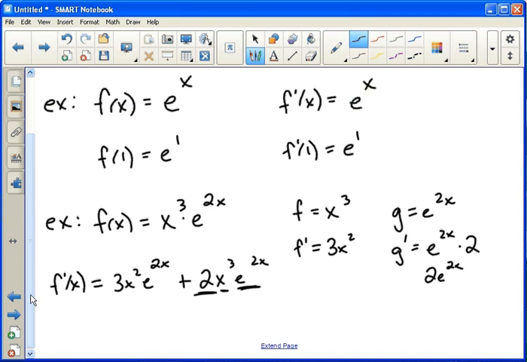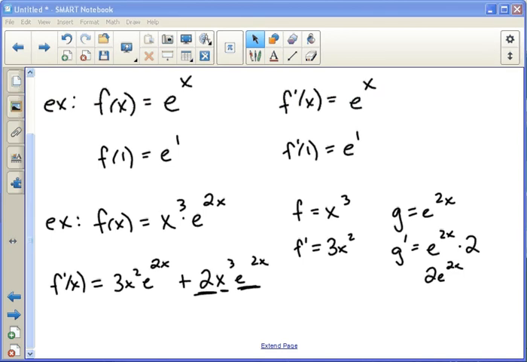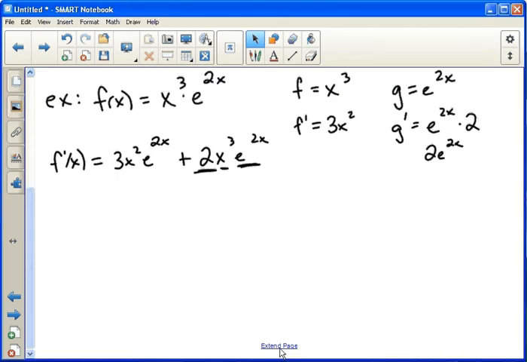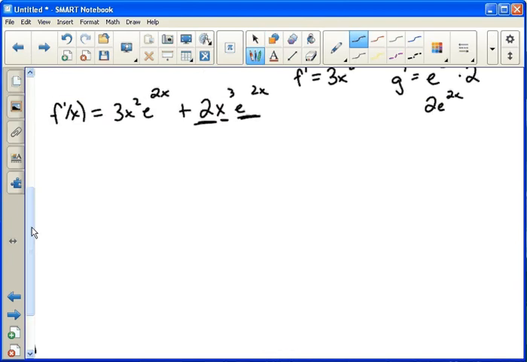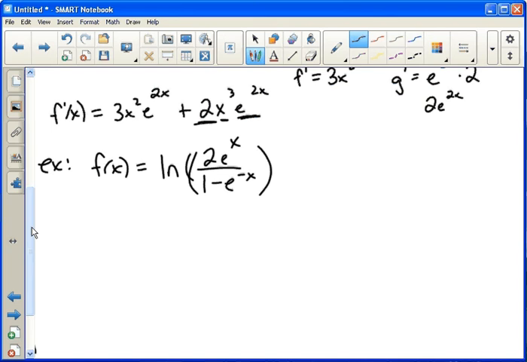Alright, now we're going to do one more. And this one's a little more difficult. We're going to do f of x is equal to the natural log of 2e to the x over 1 minus e to the negative x. Alright, so really what's happening here is we're going to have to combine what we learned from yesterday with what we've learned today. So we're combining our log properties, our log derivatives, and our e derivatives.